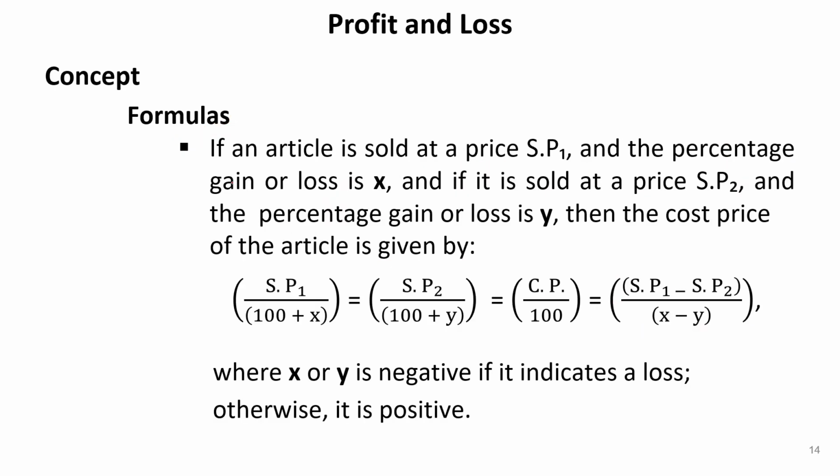Okay. So let's see the next formula, that is if an article is sold at a price SP1, selling price 1, let's say, and the percentage gain or loss is X. If it is sold at a price SP2, that is selling price 2, right, and the percentage gain or loss is Y, then the cost price of the article is given by SP1 whole by (100 plus X) is equal to SP2 whole by (100 plus Y) is equal to CP by 100 is equal to (SP1 minus SP2) whole by (X minus Y). Okay, if X or Y is negative, then it indicates a loss, otherwise it is positive.